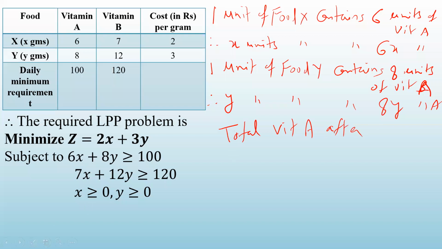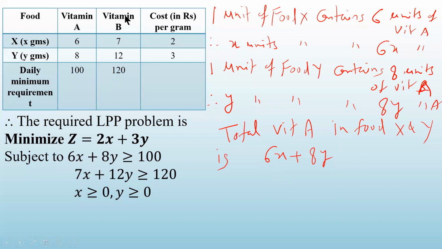Total vitamin A in food X and Y. Is how much? Total is 6X plus 8Y. Correct? 6X he gets from eating food X, 8Y he gets from eating food Y, so this much vitamin A he is getting.